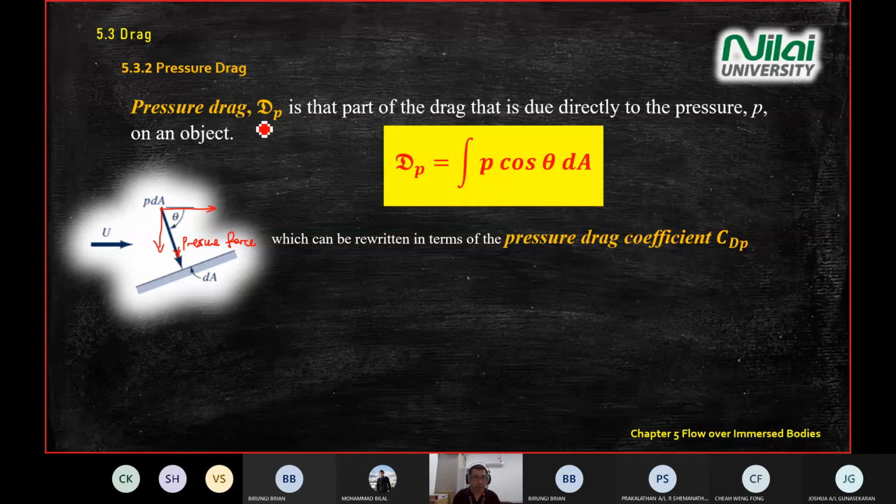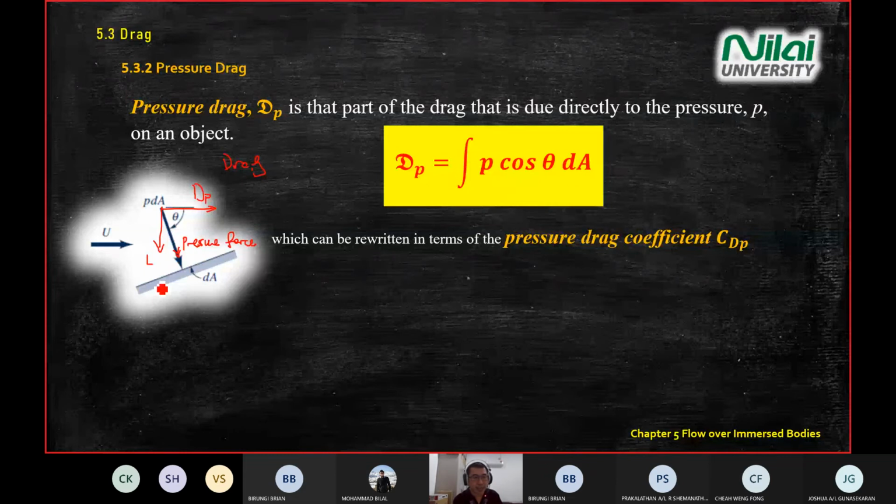And we know that we are focusing on drag. Again, drag is parallel to the upstream. So this is the pressure drag component. This is the lift component.